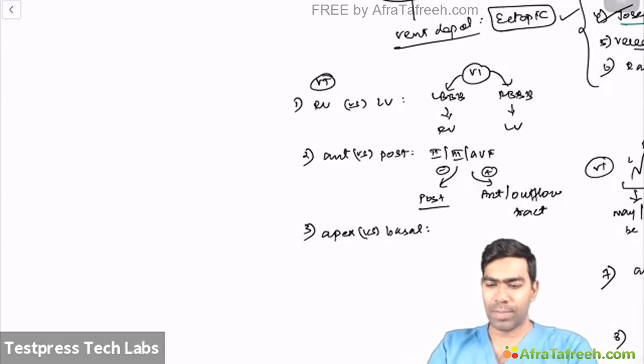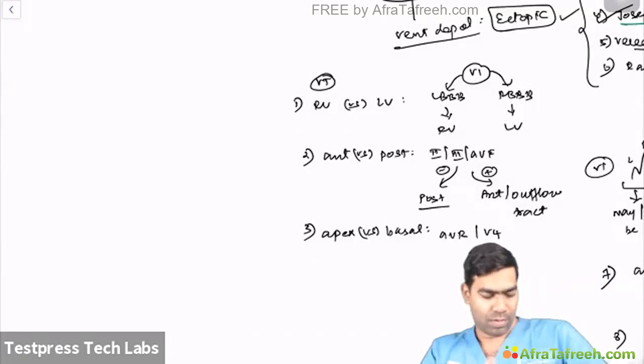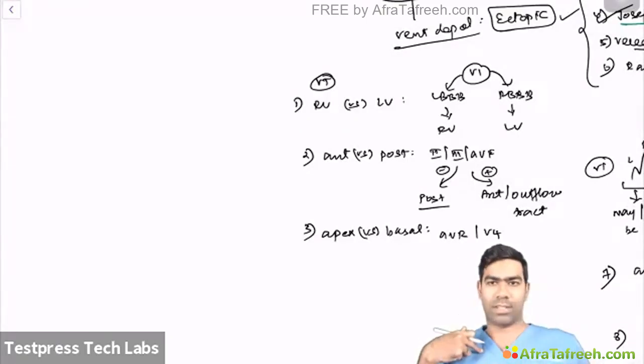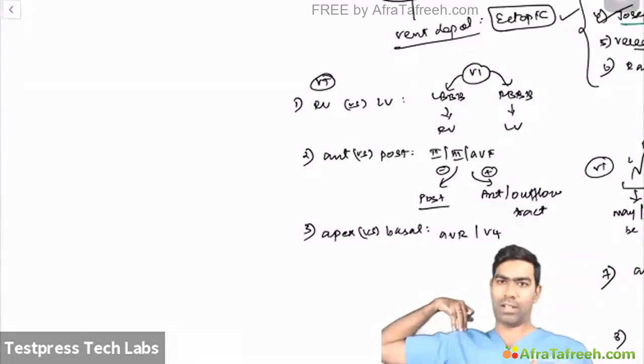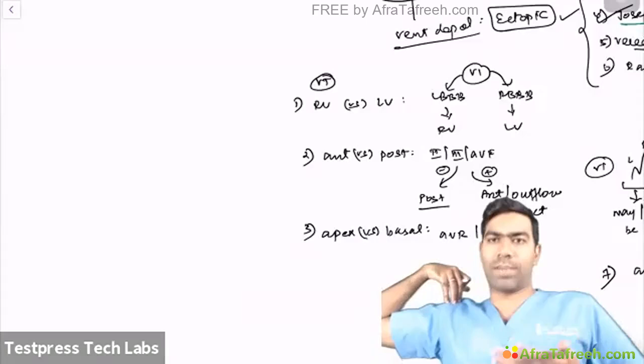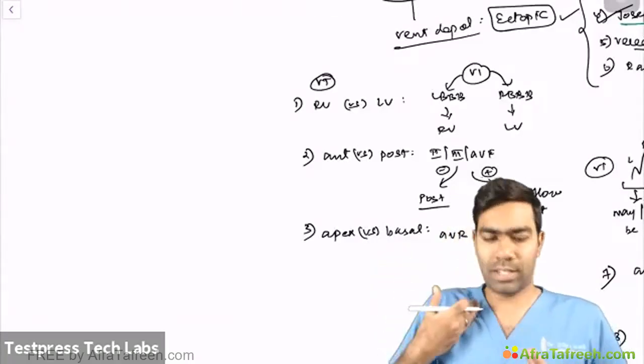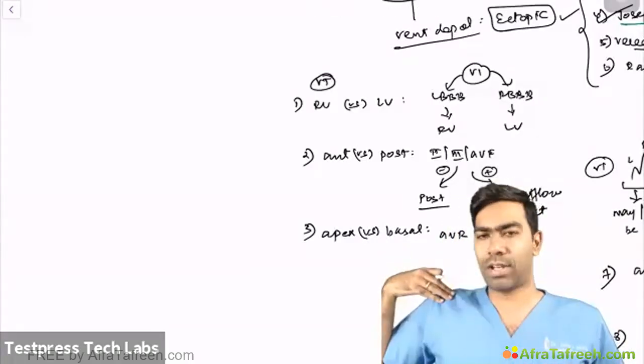So in that setting, I'll be seeing 2 leads. One is the AVR and second is the V4. So this is apex, this is base. So AVR is this area, apex is this area. So apex is here, AVR is here. Base is here, apex is here. So I'm taking V4 and AVR.